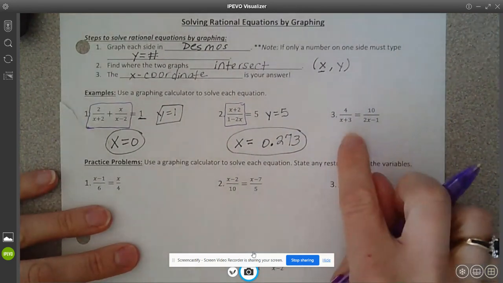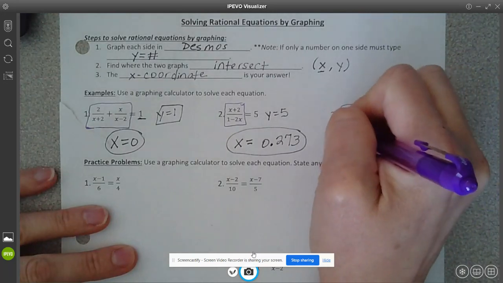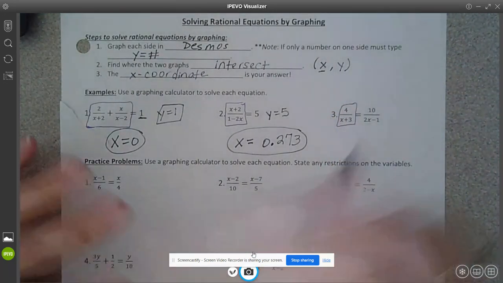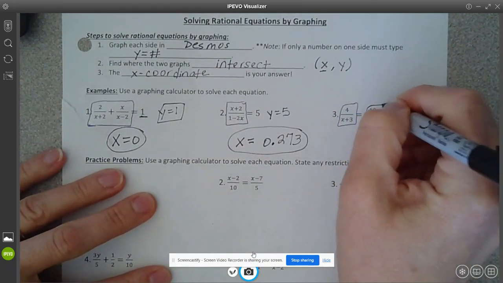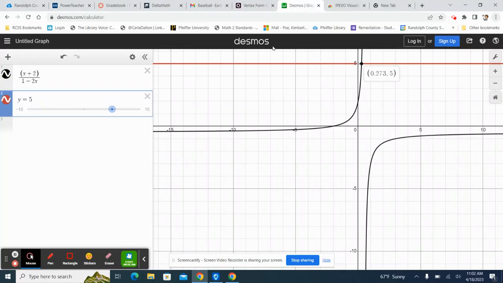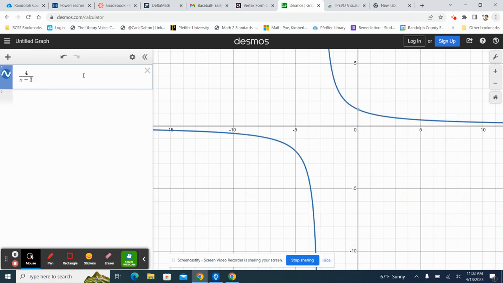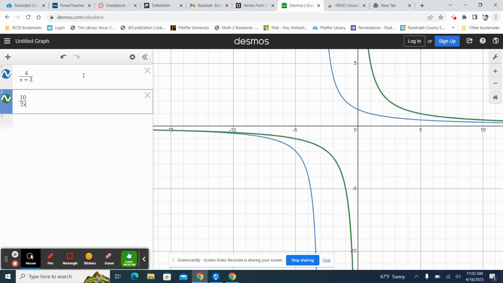Now you'll notice in number 3, they both have rational expressions on each side. So I'm going to put this in one side, and then I'm going to put this side in another line. Let's go see what that looks like. 4 over x plus 3, and then 10 over 2x minus 1.